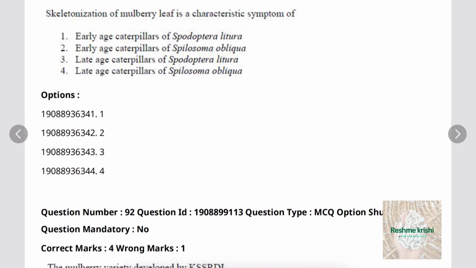Skeletalization of mulberry leaf is a characteristic symptom of Spodoptera litura. Spodoptera litura is the Bihar hairy caterpillar. What is the Bihar hairy caterpillar? It's a caterpillar which feeds on mulberry and leaves a web-like structure. Early age or late age? It's always an early age caterpillar.